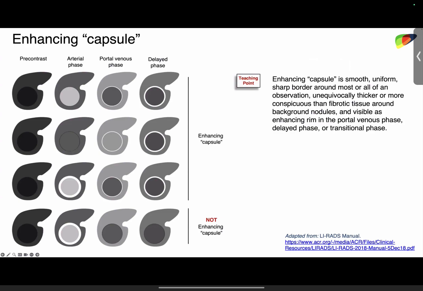Enhancing capsule refers to a smooth, uniform, sharp border around most or all of an observation. This is most conspicuous in portal venous or especially in delayed phase.